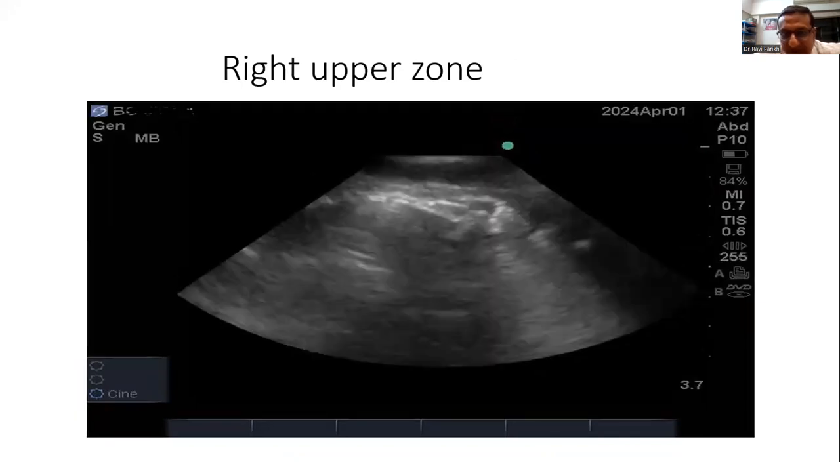It's a little bit tricky to say. Here definitely, yes, definitely there. That is a consolidation with potential for shred sign. Okay. So we thought it was a right upper lobe pneumonia, but as you have told, I had completely missed it.